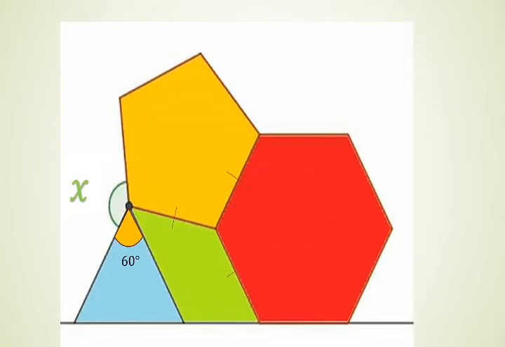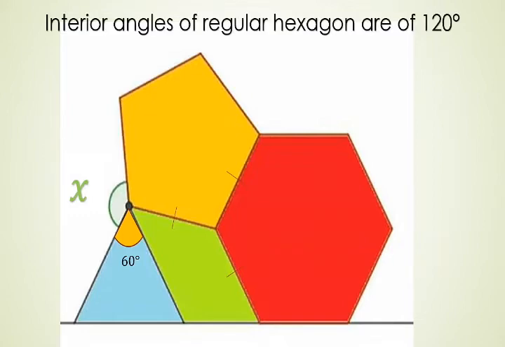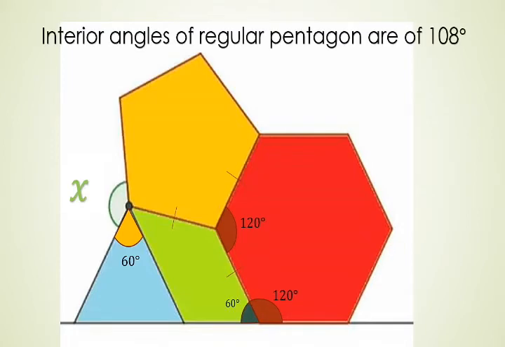Since we have to get this triangle as an equilateral triangle, let us suppose its angle as 60 degrees. Now we know that interior angles of a regular hexagon are 120 degrees, so we got these angles over here 120 degrees. We also know that interior angles of a regular pentagon are 108 degrees. So in the pentagon we got these angles 108 degrees.